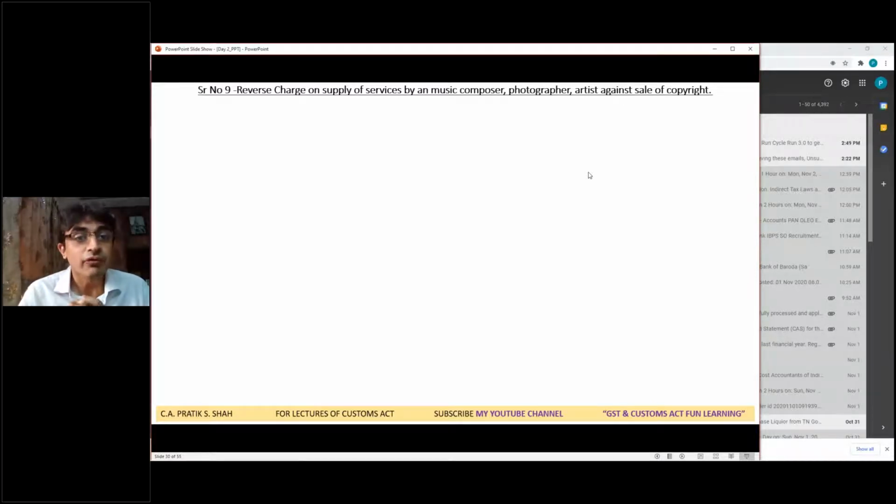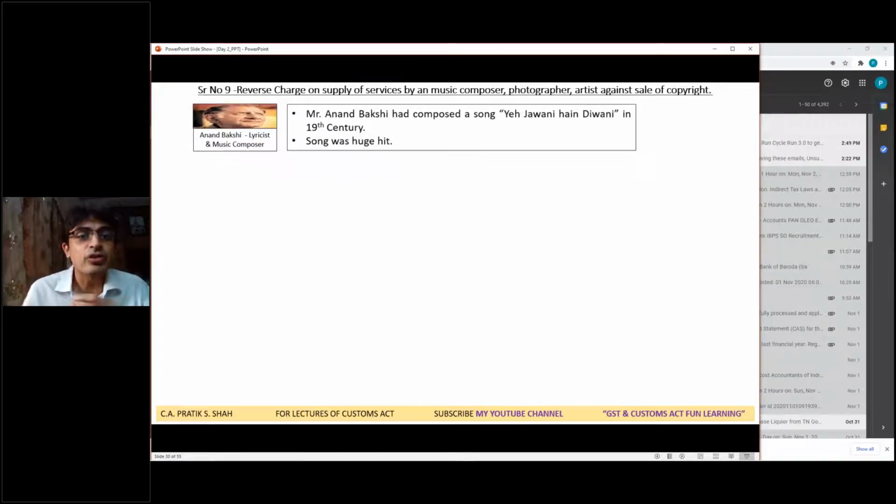Now comes one good point. Reverse charge for the supply of service by a music composer, photographer, artist against sale of copyright. Against the sale of copyright. Understood? See this. You didn't understand? See this. Anand Bakshi. You must have heard, maybe not. He was a lyricist and a music composer.